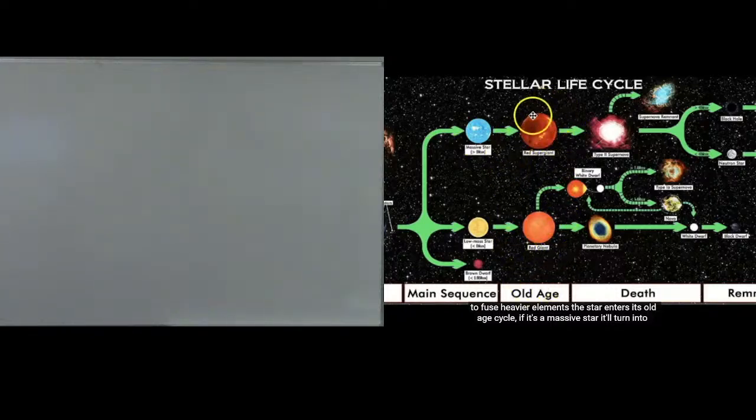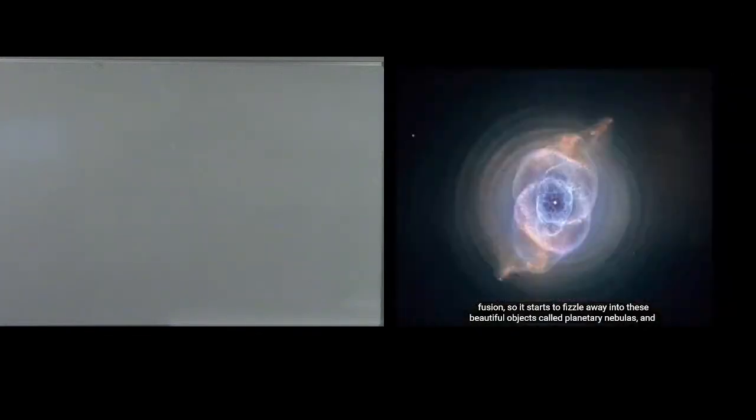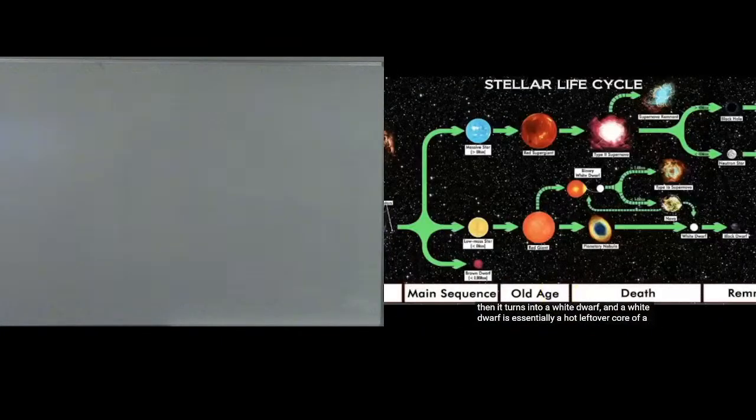If it's a massive star, it'll turn into a supergiant star. If it's a low mass star like our sun, it'll turn into a red giant. So it grows in size. And then over time, eventually all the gases, there won't be enough mass to continue fusion, so it starts to fizzle away into these beautiful objects called planetary nebulas. And then it turns into a white dwarf.